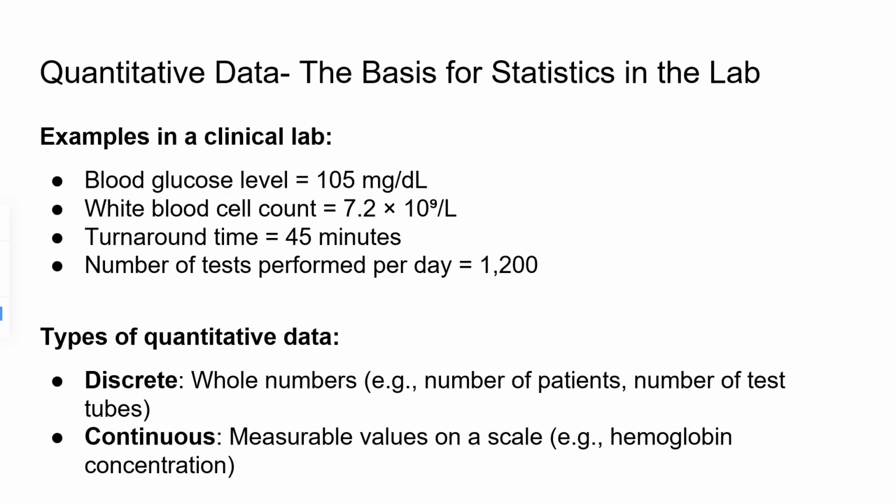Examples in a clinical lab: blood glucose level is 105 mg per deciliter. White blood cell count is 7.2 times 10 to the 9 per liter. Turnaround time is 45 minutes. The number of tests performed per day is 1,200. There are two main types of quantitative data: discrete, which is whole numbers, so the numbers of patients, numbers of test tubes. So those are things that can be counted. And then you would say it's this many tests that were run, this many patients that were positive. Continuous are measurable values on a scale. For example, hemoglobin concentration. We can have varying levels of hemoglobin concentration, and those numbers are usually measured with decimal places.